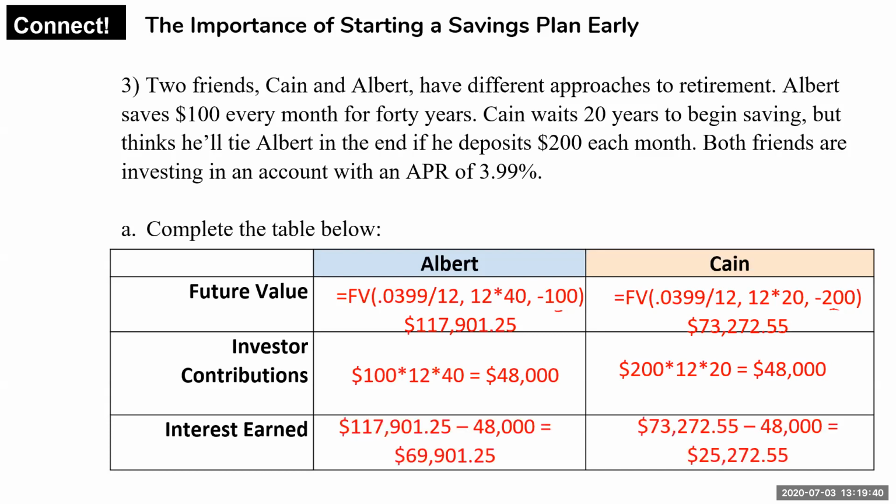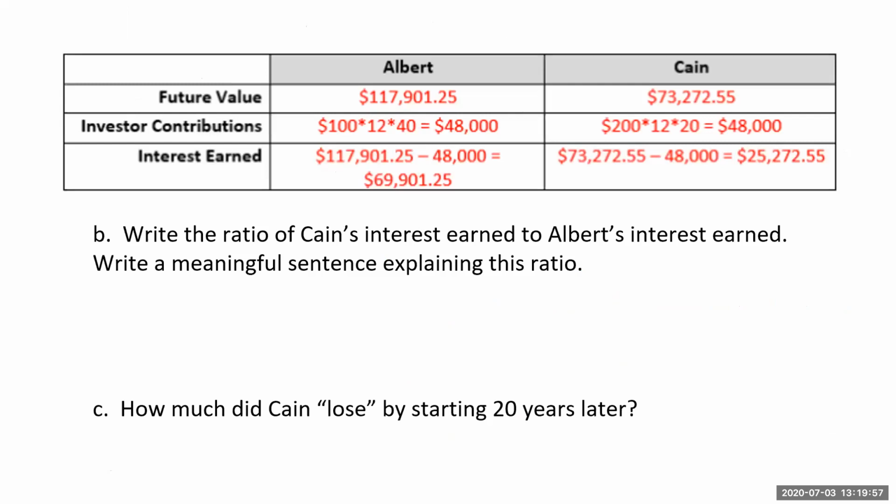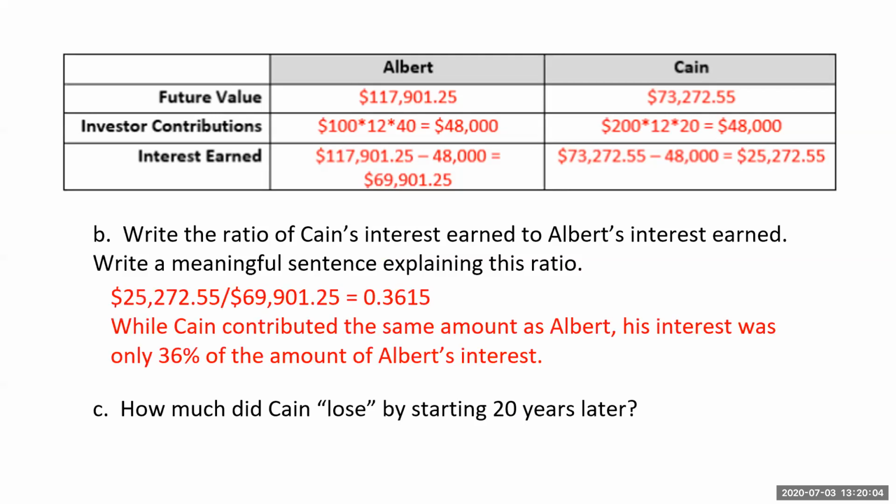Okay, and the interest earned, is this intriguing? Time is of the essence. Okay, so the earlier, the better. So we want to write the ratio of Cain's interest earned to Albert's interest earned, and let's look at that. So Cain to Albert. While Cain contributed the same amount as Albert, his interest was only 36% of the amount of Albert's interest.